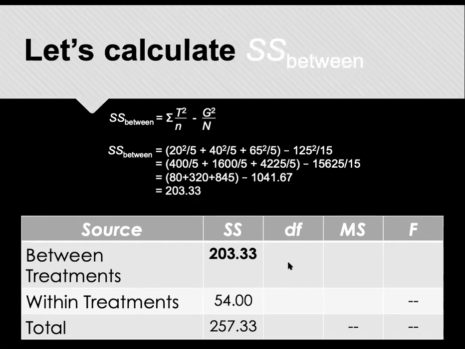And then sum of squares between. So you're going to use the formula first. It's the sum of t squared over little n, minus g squared over big N. So add up each t squared over little n. And again, this is coming straight from the table. We'll go back and look at where the t and the n are.